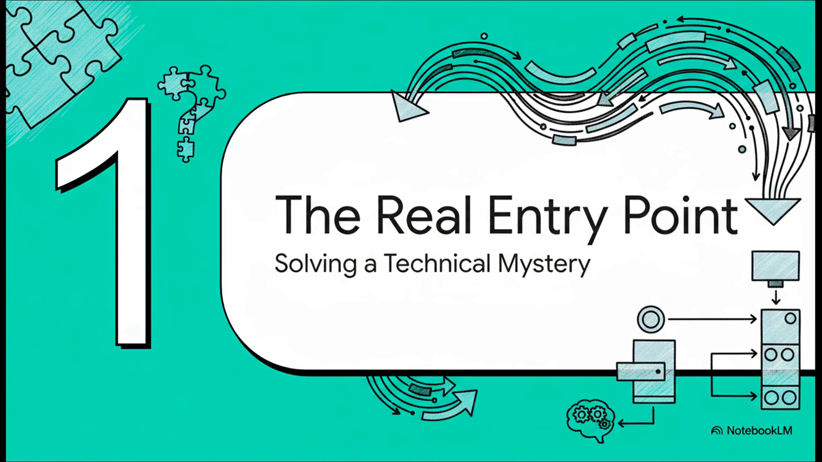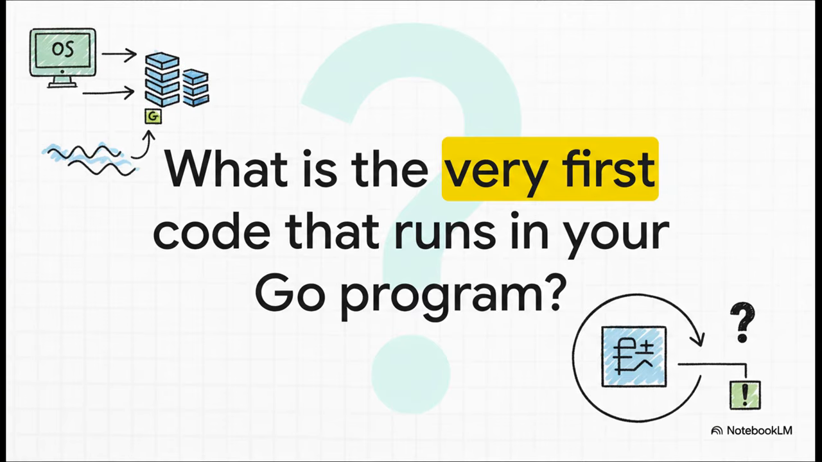Okay, so let's kick things off with a puzzle. It's a question that gets right to the very heart of how Go is designed. And figuring out the answer is the first big step in building our mental model. It might even surprise you a little bit. So here's the question. When the operating system loads your binary into memory and decides, okay, time to run, what is the very first line of your application's logic that gets executed? Just think about it for a sec.